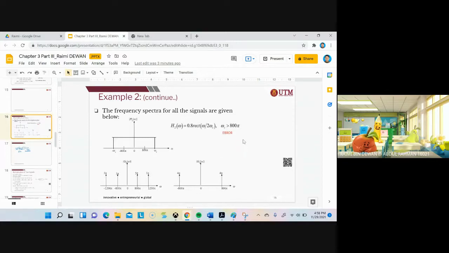Okay, so here is omega c between 800 pi. Okay, where was I? This is why when students disturb, it already disturbs my focus in teaching. Where was I?